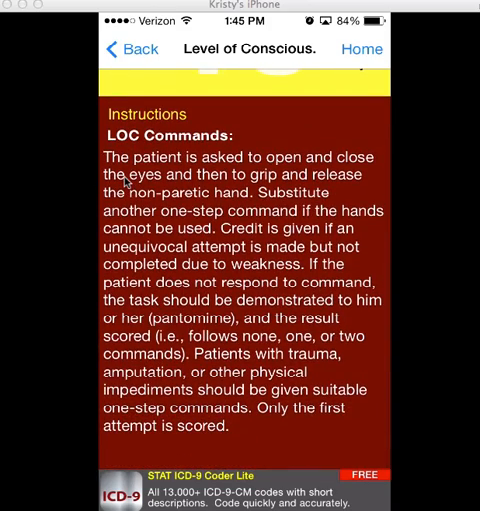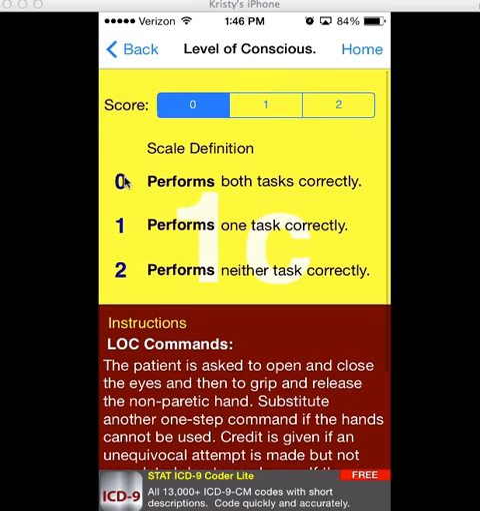Next, ask the patient to open his eyes and then close them, and then make a fist and open it with the unaffected arm. If the patient does not perform the task to verbal command, these tasks can be demonstrated for the patient. If the hands cannot be used for any given reason, then use another one-step command. A score is given for the number of tasks completed correctly.